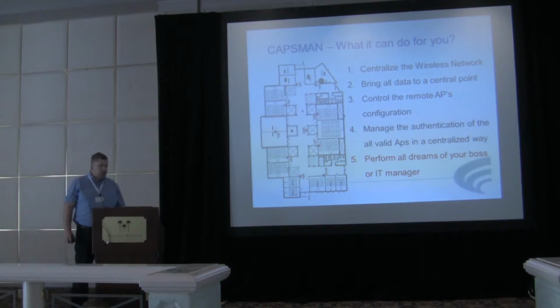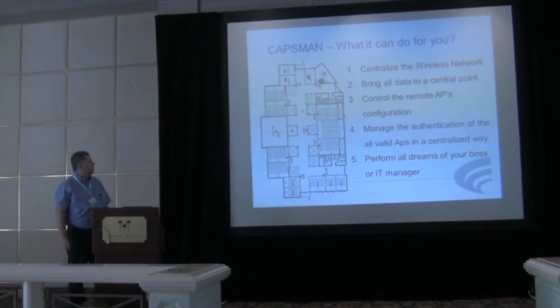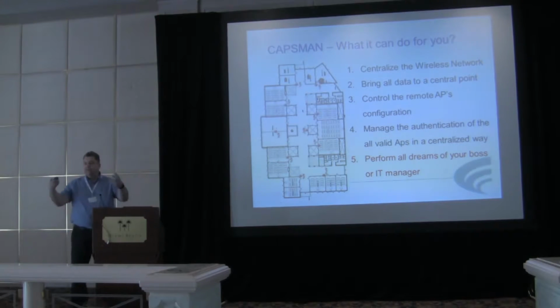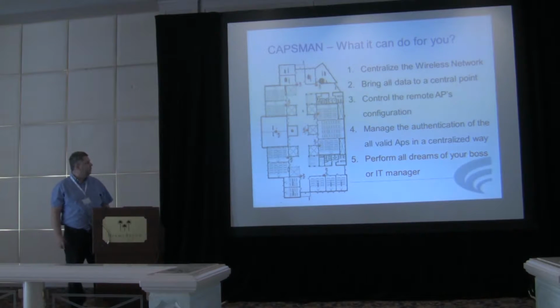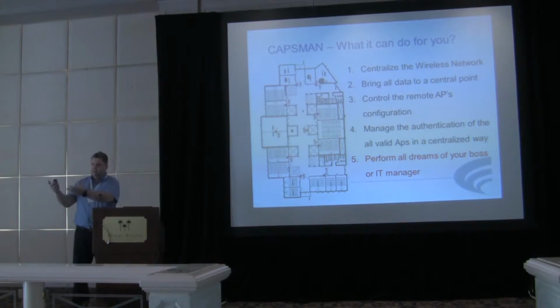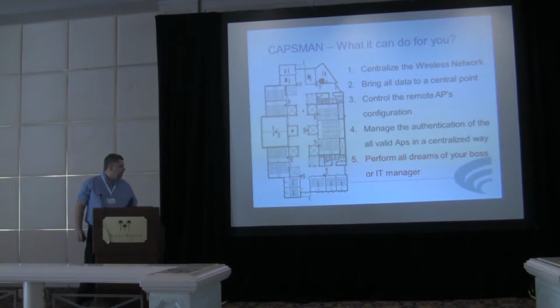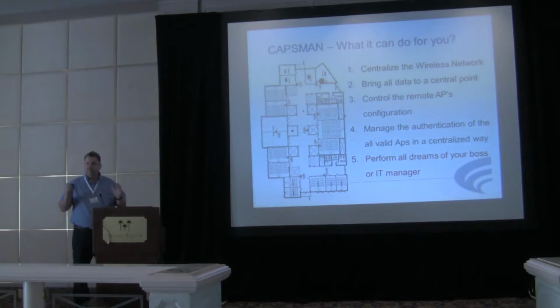Let's see what CAPSMAN or CAPSMAN 2 can do for you. The basic things it can do for you are to centralize the wireless network, bring all the traffic, all the data to the central point, control the remote configuration, and control which remote APs are yours and which are not yours. I'll talk to you in the future about it too. Manage the authentication of the valid APs in a centralized way.